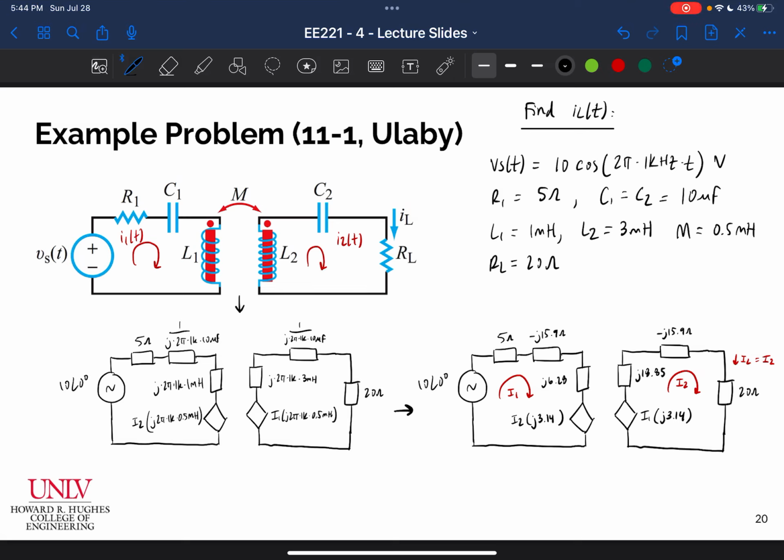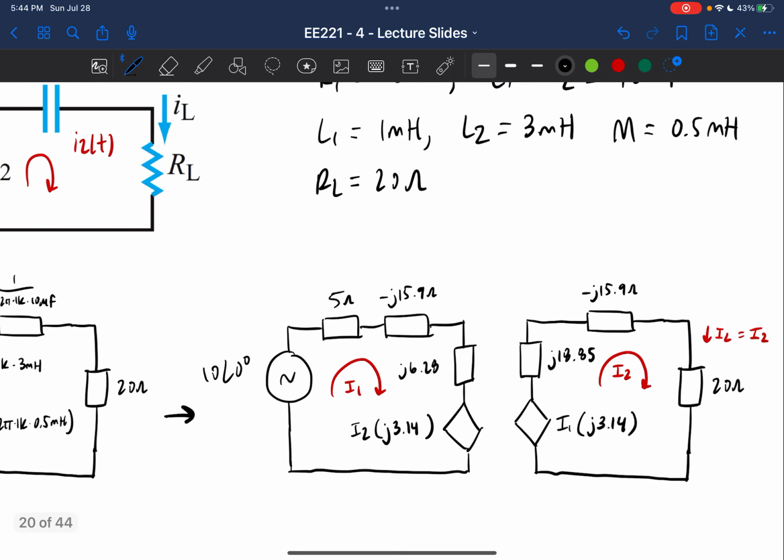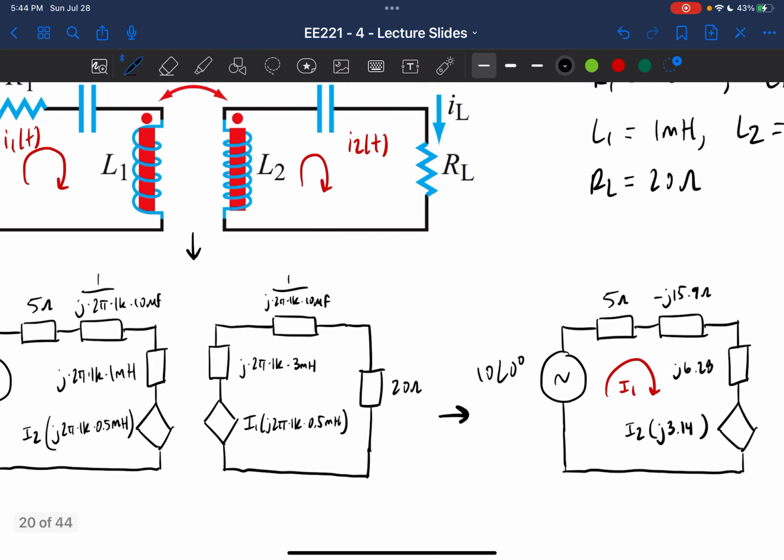All right, so I did a little bit of work on this one off camera. I just wanted to plug these values in so I didn't waste time doing that in my calculator on the video. And so everything's ready to go. The only thing we need to do now is determine the polarity of these voltage sources, okay?